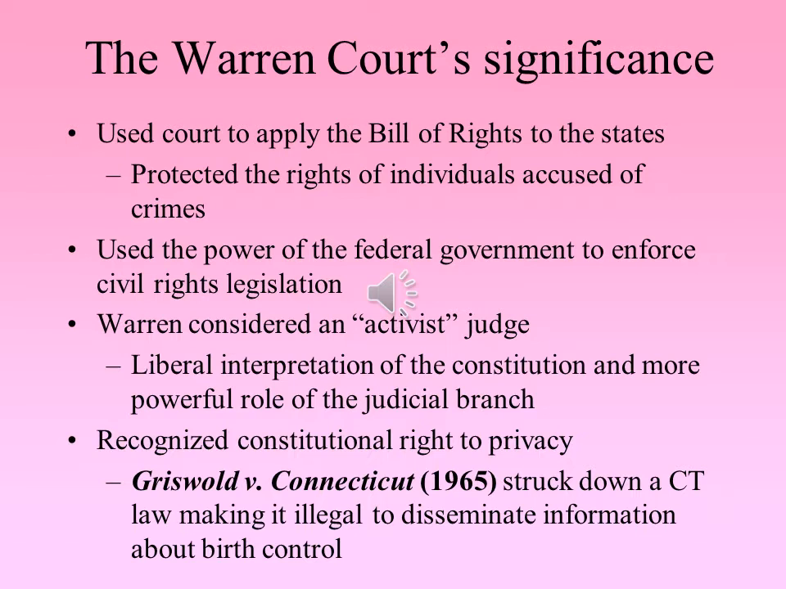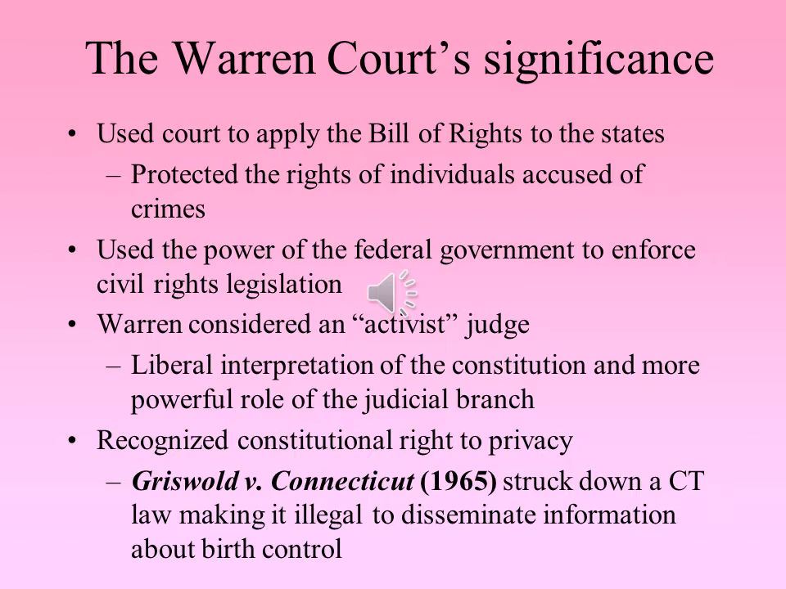Also, the court used the power of the federal government to enforce civil rights legislation that was occurring in the 1960s. Now, Warren himself is considered an activist judge. He was considered fairly liberal and believed in a liberal interpretation of the Constitution, or if we go back in time, we would have referred to that as a loose interpretation or loose construction of the Constitution, as well as a more powerful role of the judicial branch in the United States government. He also recognized the constitutional right to privacy.